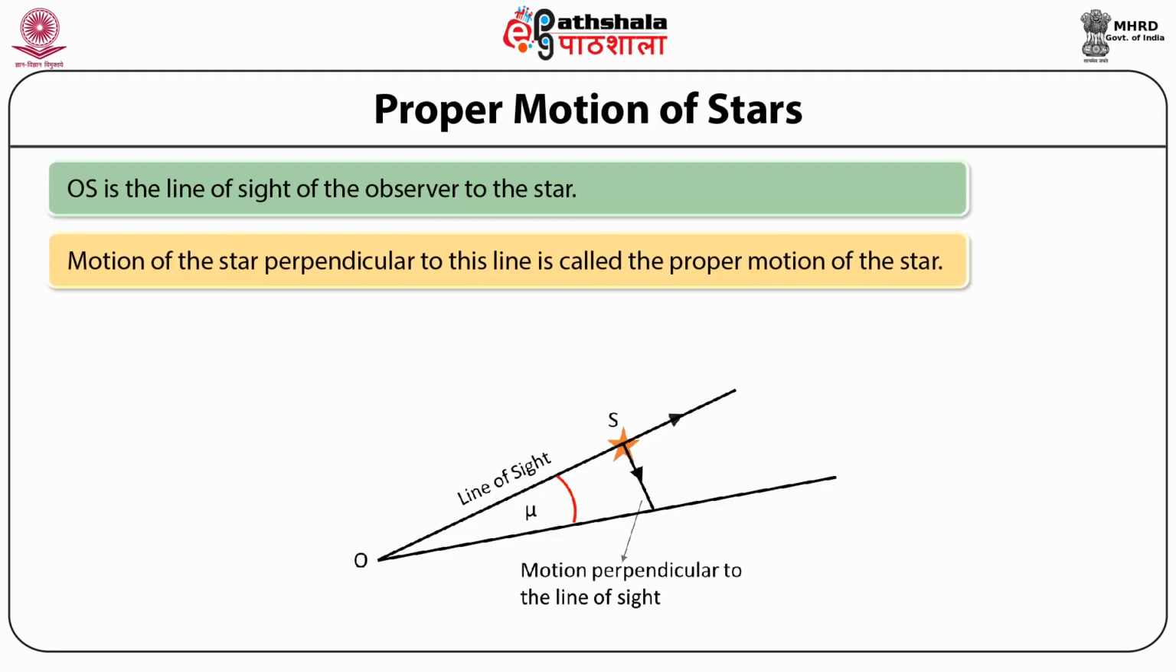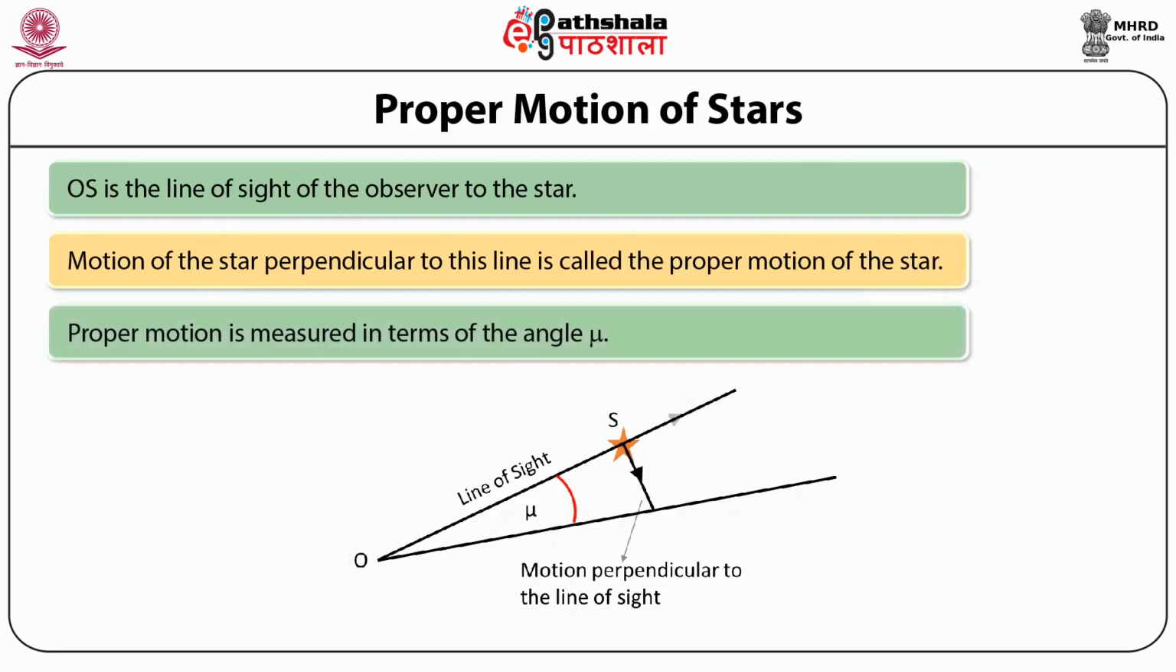The proper motion of the star in this picture is denoted by the Greek letter mu. Proper motion is measured in terms of angle. This is a small angle measured in arc seconds per year.